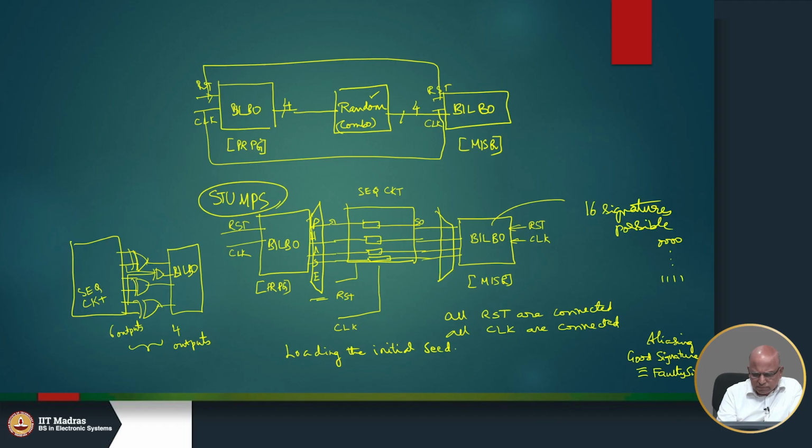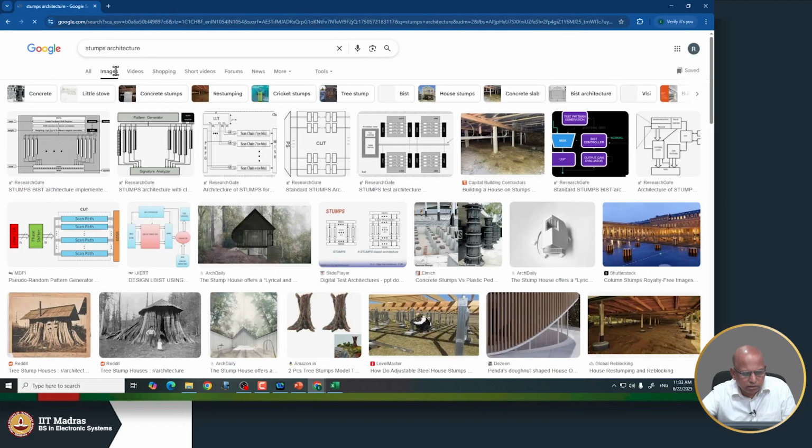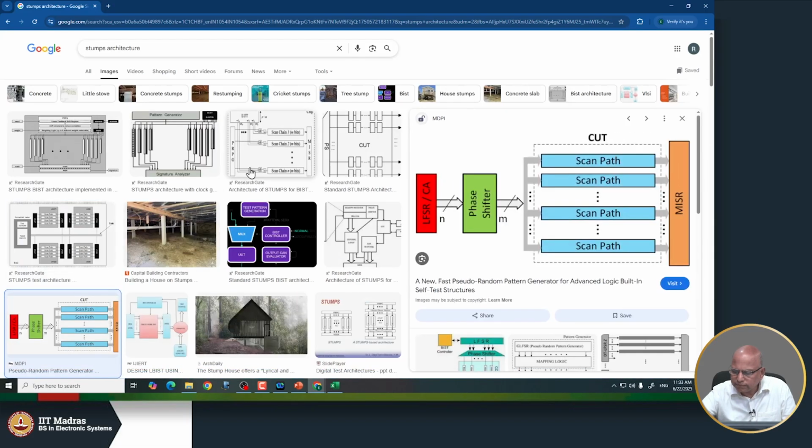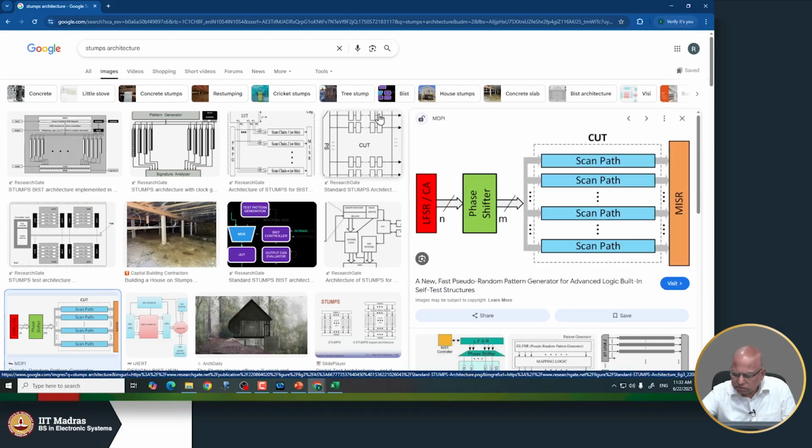I believe it is, yeah, I can see that this STUMPS architecture looks like this. Okay. PRPG, phase shifter, scan. Okay. I wonder if somebody has explained who invented the STUMPS architecture, etc. I suspect it is either IBM or, okay.